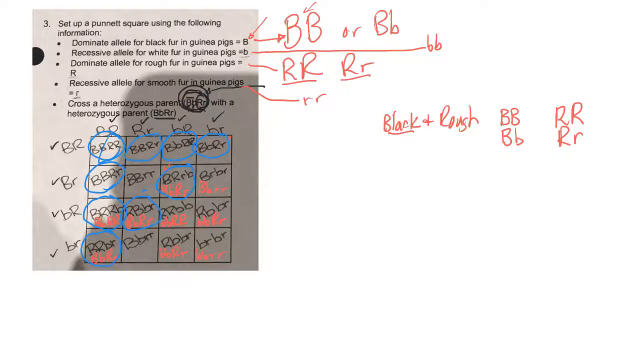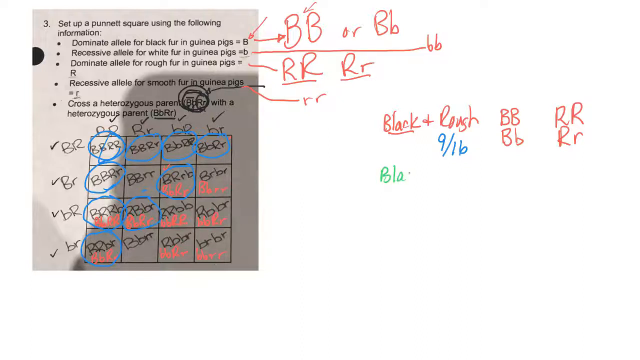So if I count up, 1, 2, 3, 4, 5, 6, 7, 8, 9. There's going to be 9 out of the 16 that are going to have black and rough fur. So if those two parents had 16 offspring, we would assume statistically that 9 of those 16 could have black, rough fur. Okay, let's do a different one.